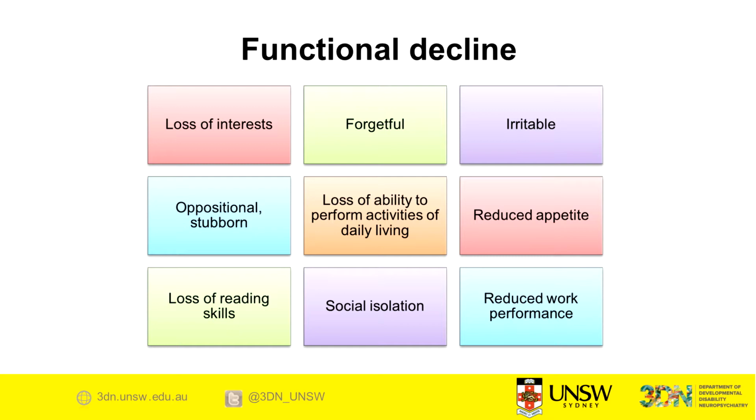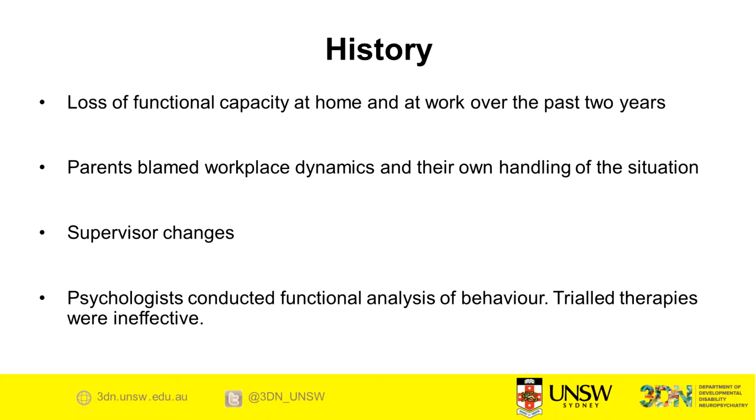She had dropped a lot of the activities of daily living, the ordinary hygiene, the ordinary chores that she did around the house. They were all going by the board. Her appetite was reduced. She stopped reading. There was some social isolation, and as I said, her work performance had dropped right off. So there'd been 2 years of increasing loss of functional capacity across every domain, at home and at work.